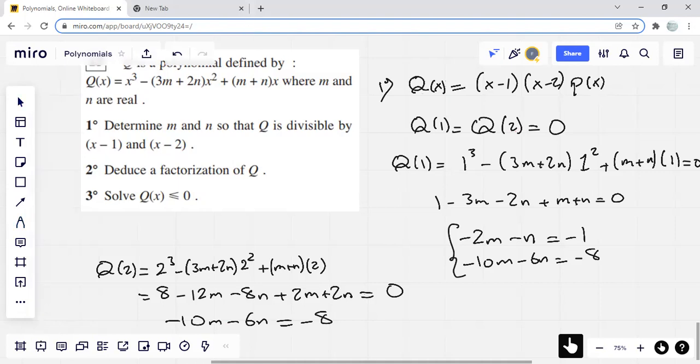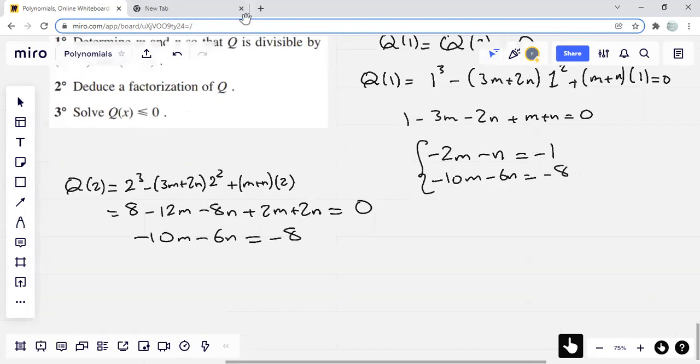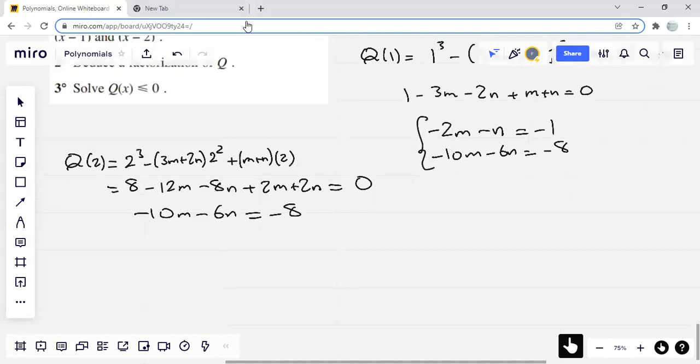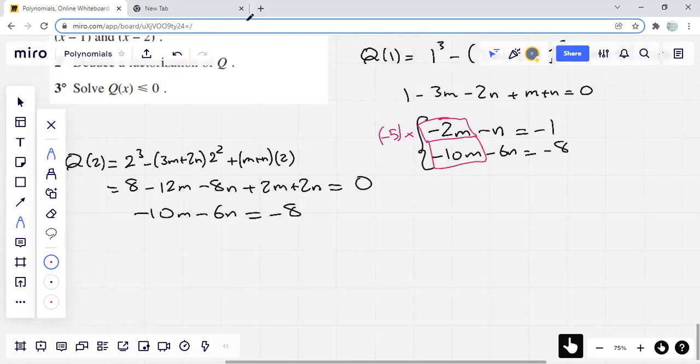Now we can solve this using a calculator, or we can solve it by hand. How do we solve it by hand? There are many methods: comparison method, elimination method. Using, let's say, the elimination method, we can multiply the first equation by minus 5. By doing this, minus 5 times minus 2 is plus 10. So we will have here plus 10m, which will cancel out with this one, minus 10m.